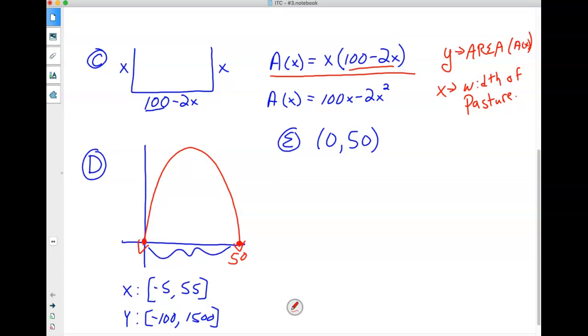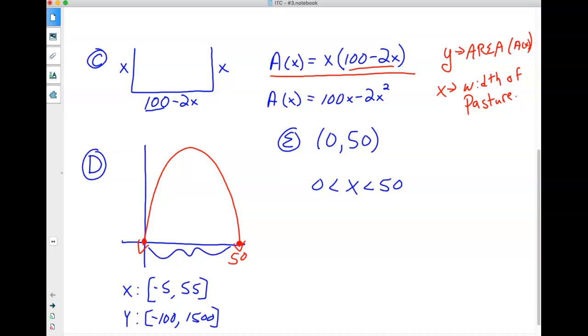And if we had a width of 0, we could not include 0. That's why I put a parenthesis there. We couldn't include 0 because then you don't have a pasture, and your width can't be 50 because then you also don't have an enclosed pasture. So go between 0 and 50. The other way you could say it is X has to be greater than 0 but less than 50. Those are the only values that make sense here.